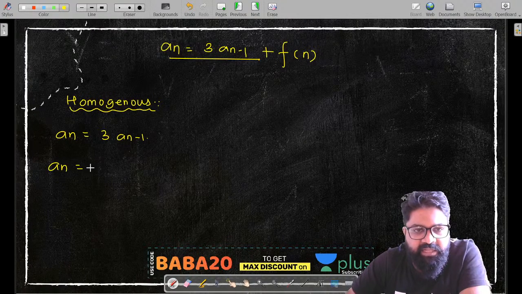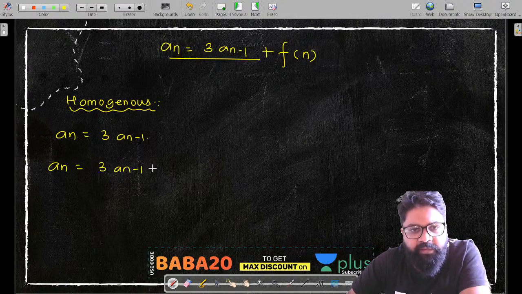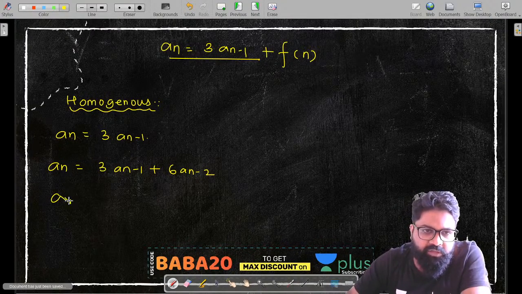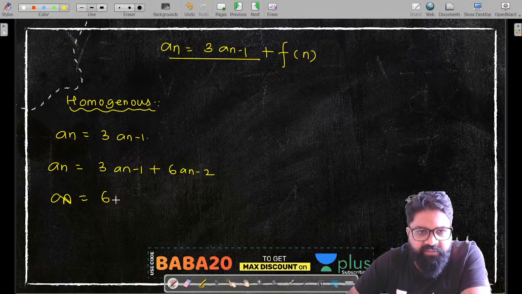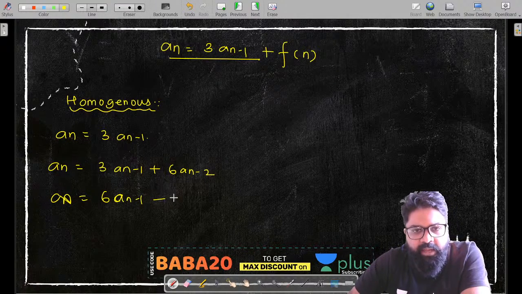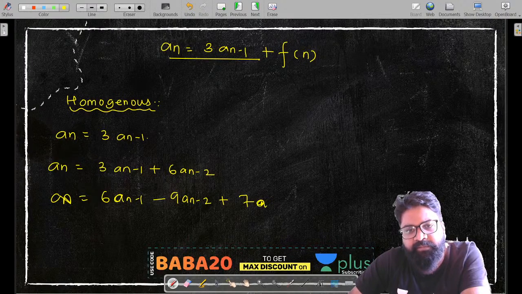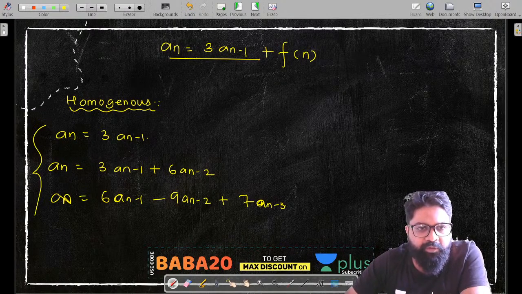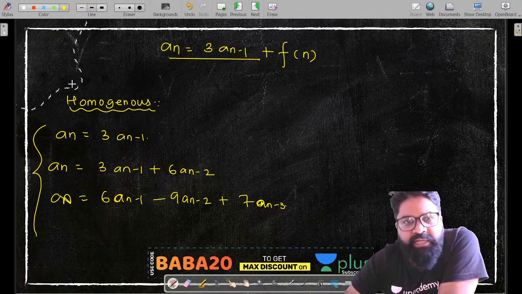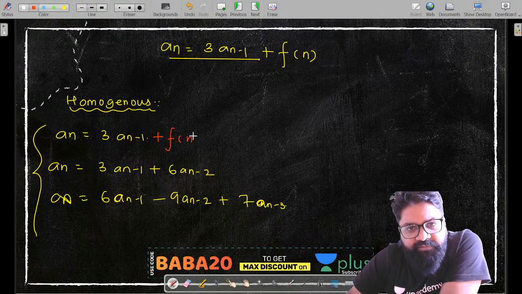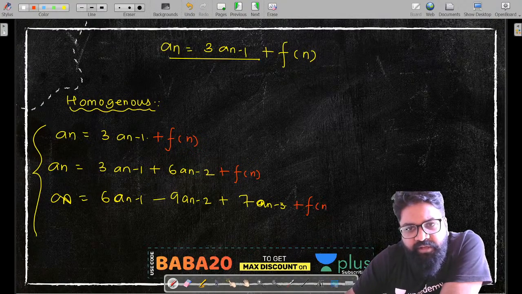Or I can also write a of n equals 3 times a of n minus 1 plus 6 times a of n minus 2. This is also a homogeneous equation. And I can also write a of n equals 6 times a of n minus 1 minus 9 times a of n minus 2 plus 7 times a of n minus 3. These are all homogeneous types of equation. Actually, the hidden thing here was that this one is also consisting of f of n, this one is also consisting of f of n, this one is also consisting of f of n.